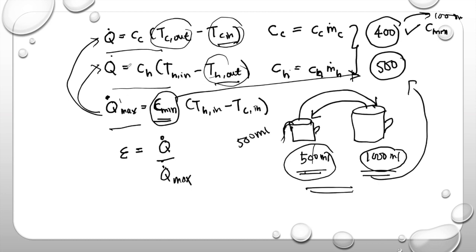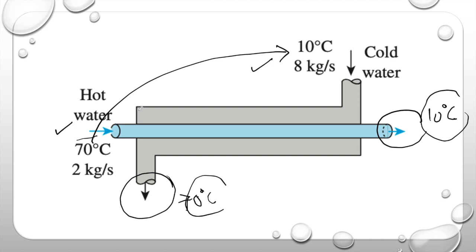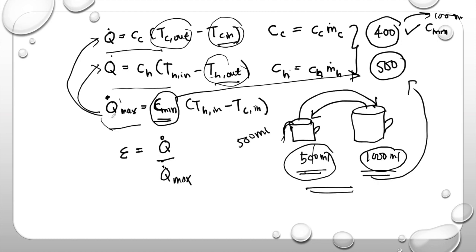Therefore, we have to equate this equation to the Q dot maximum, if the question provides you with enough information, and then you can calculate the Q actual. Normally, in the NTU method, you will be given only one outlet temperature, maybe the hot water outlet or the cold water outlet. In this case, neither outlet temperature is given, so what you have to do is equate those Q values to Q dot maximum. Now we have to find the Q maximum.